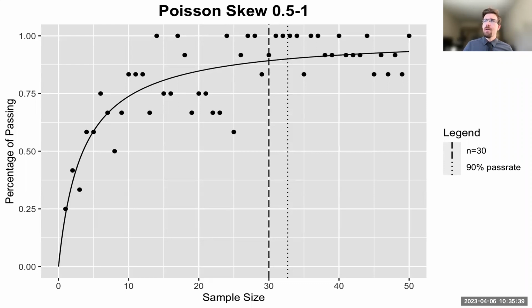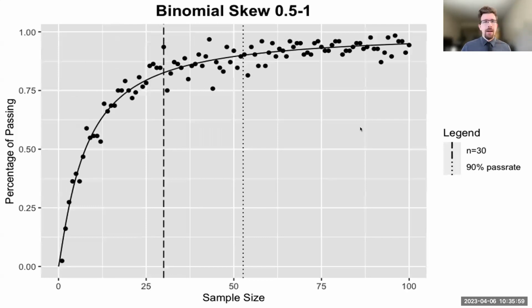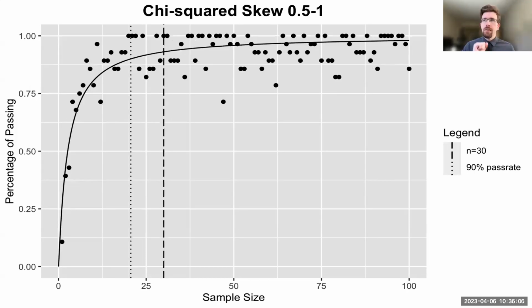You have Poisson skew, similar distribution, and the N changed from about 26 to 33. Beta did much differently. You have an N equal to 26 now, so it's below the 30 pass rate, and it maintained a similar representation of shape. Binomial didn't change dramatically. It reduced quite a lot, but it didn't shift its position. N is equal to 53 here. Chi-squared ended up below, with N equal to 21.